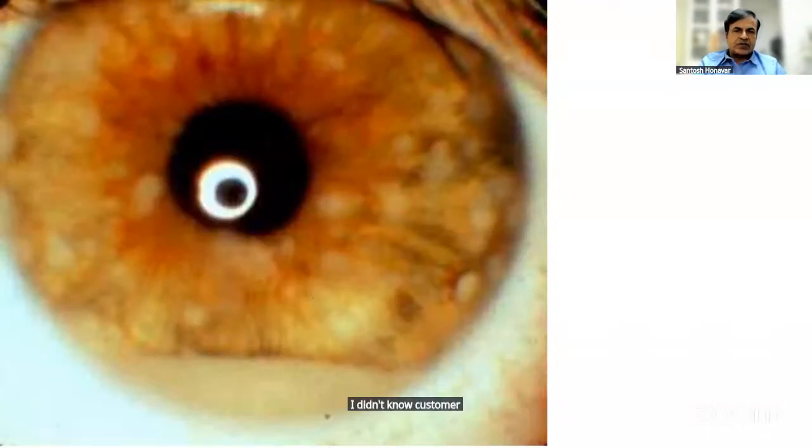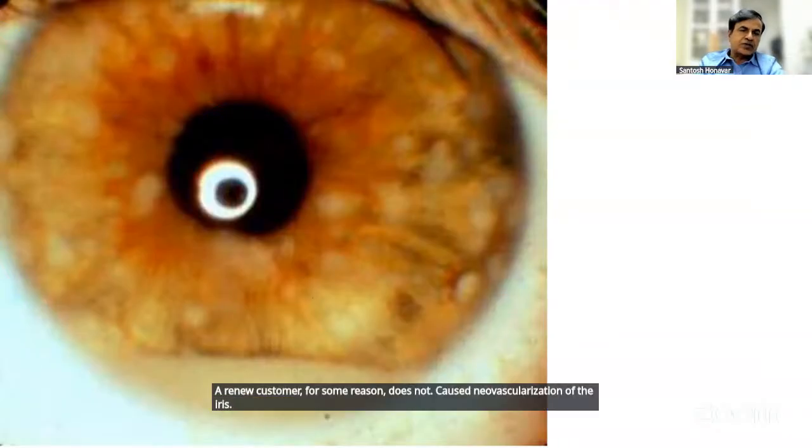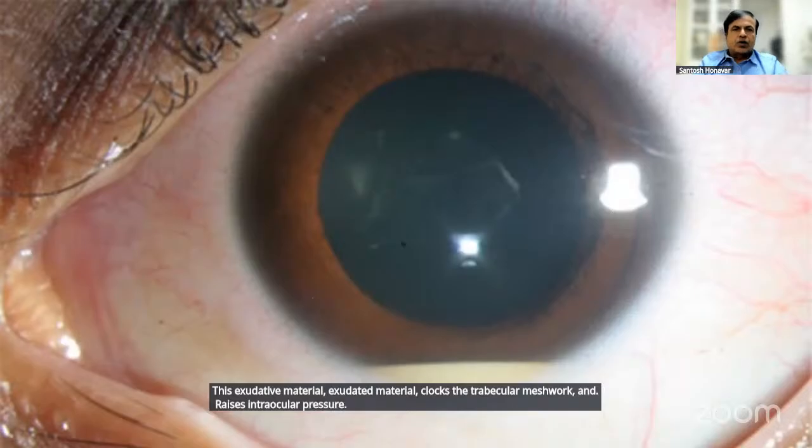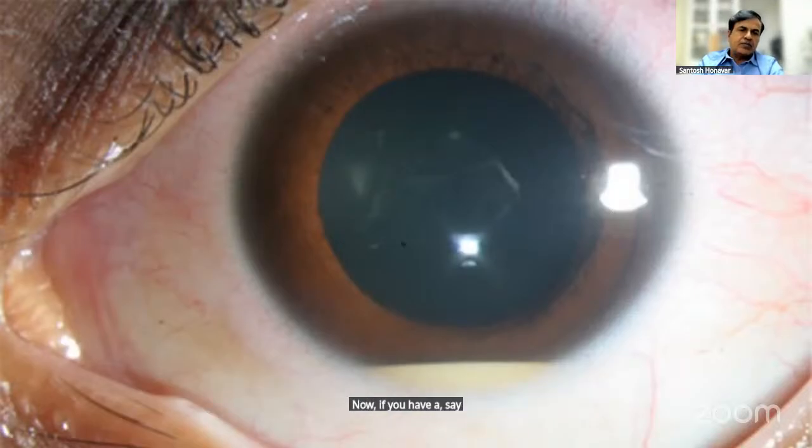Adenocarcinoma, for some reason, does not cause neovascularization of the iris. Whereas adenocarcinoma presents with elevated intraocular pressure because this exudated material clogs the trabecular meshwork and raises intraocular pressure.